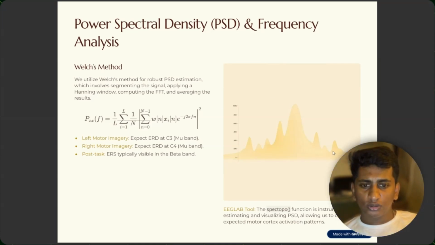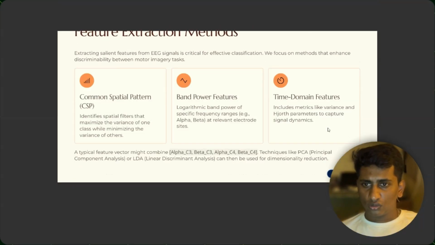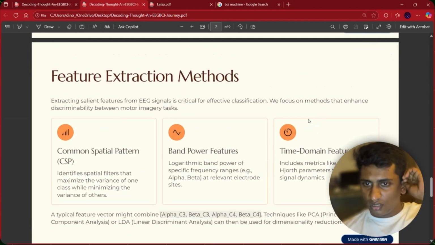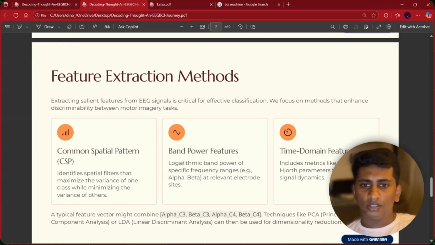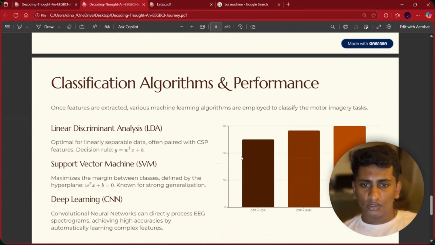So in the EEGLAB tool, we'll be using the spectopo function for PSD. I'll be explaining the code. I'll be showing you the code also. So you see the feature extraction methods. We have common spatial pattern CSP, bandpower features, and we also have time domain features and all. You can just study this. I'll be uploading this also.